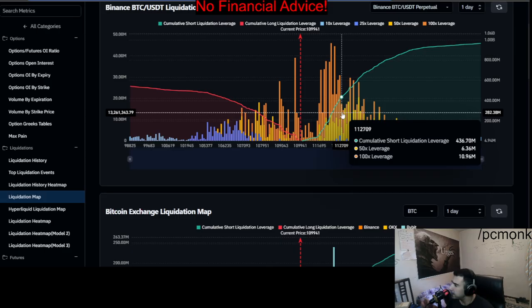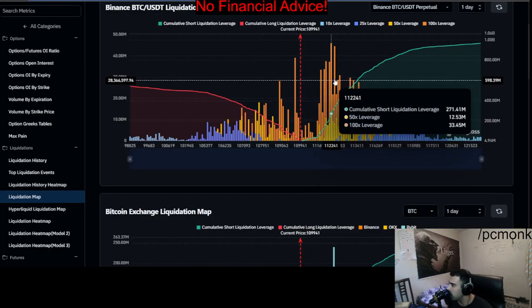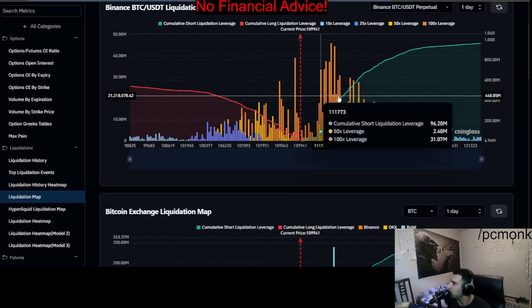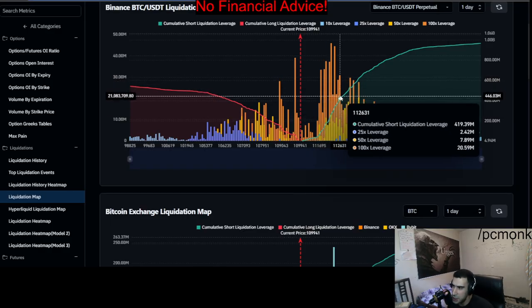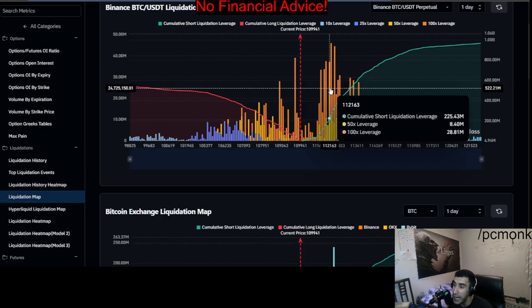Now keep in mind, this would be different as we're coming up. A lot of people will close their positions at break even. But if they don't close it, they're going to get liquidated around this area, right? So for example, if I have a short right now, my liquidation might be at around 112,163, but I do have a stop loss before I hit that, okay? So when I get out, this liquidation is going to decrease.